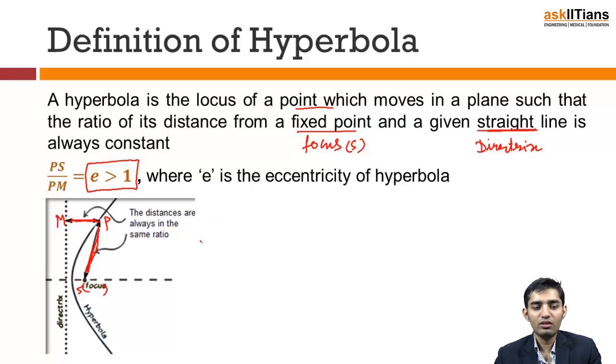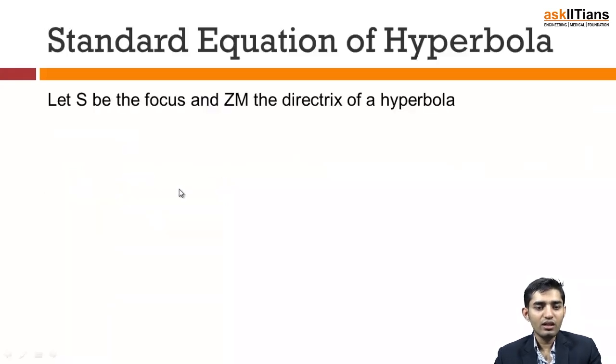This ratio is always constant, and it is greater than 1. Okay. Now let us see how to derive the standard equation of a hyperbola. Let me take the point S as the focus and ZM as the directrix. So there is a point S which is the focus, and this is the directrix. Now let me drop a perpendicular from S to this directrix, and let me say this point is Z.